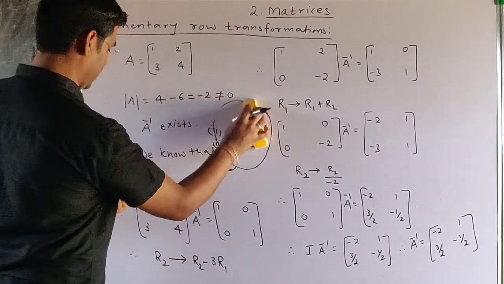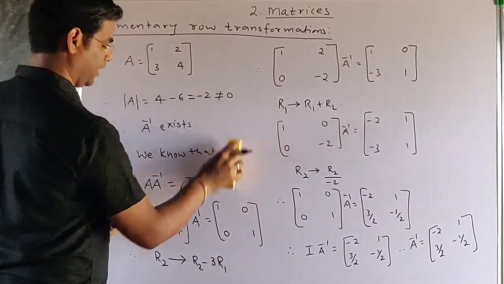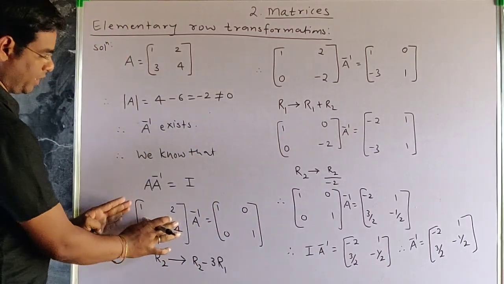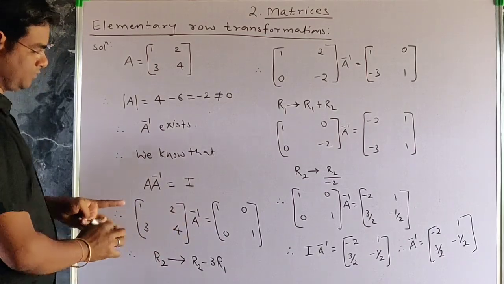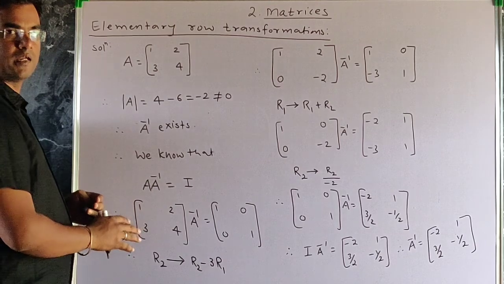So we have taken A as 1, 2, 3, 4, and A inverse we have to calculate. Now what is our target? We have to reduce this matrix to the identity matrix. Why do we reduce this matrix to the identity matrix?